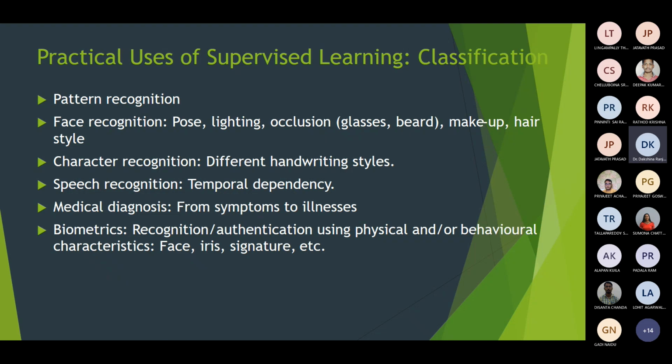For medical diagnosis, we classify the different diseases or different illnesses based on the symptoms. And in biometrics, apart from face recognition, we can also design supervised learning classification algorithms for iris, signature, and fingerprint. These are the different biometric evidences based on which we can design a supervised learning classification algorithm for person identification and verification.